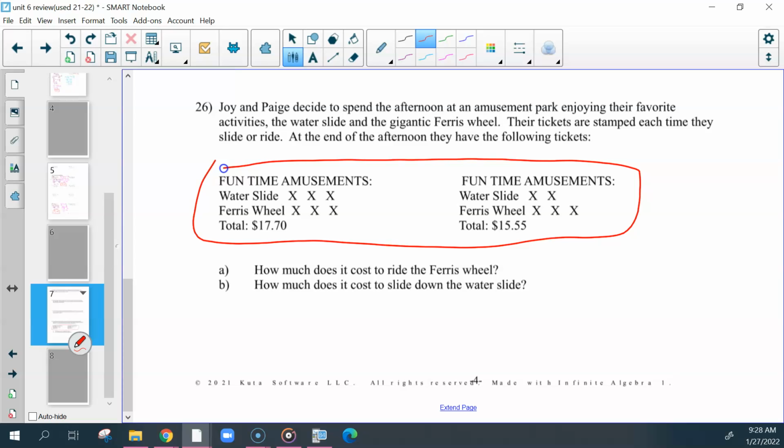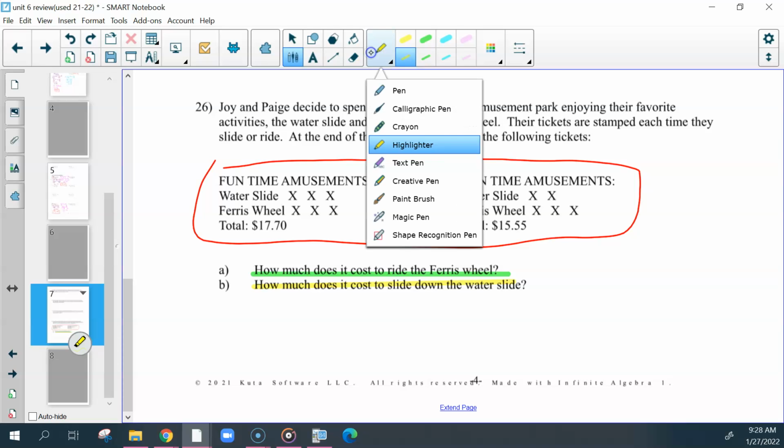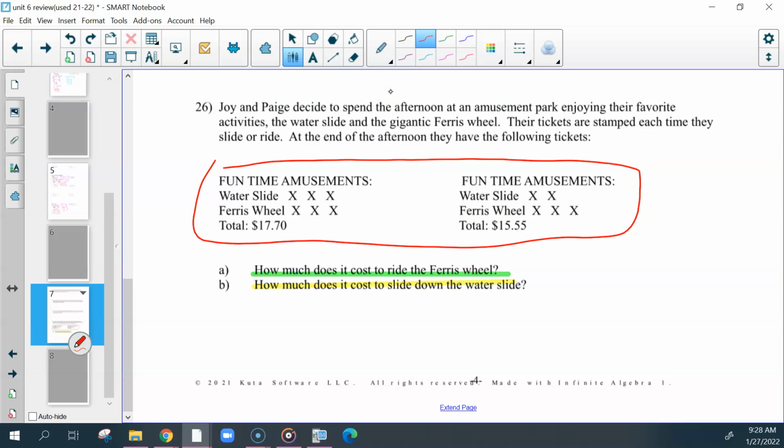What are we looking for? The cost for the Ferris wheel and the water slide. How much it costs to ride the Ferris wheel and how much it costs to ride the water slide. Okay, so those are going to be our variables. Call them F and W, W and S, X and Y, doesn't matter. Wait, which one's that? I already told the water slide cost.